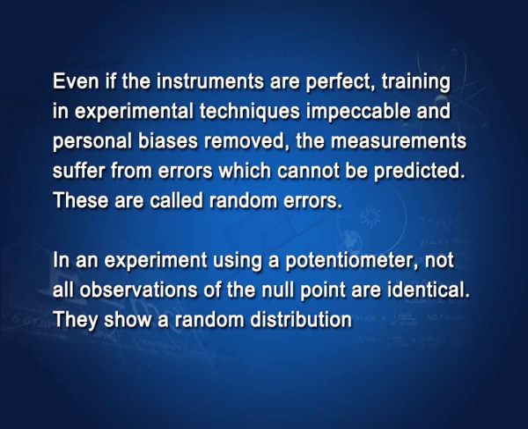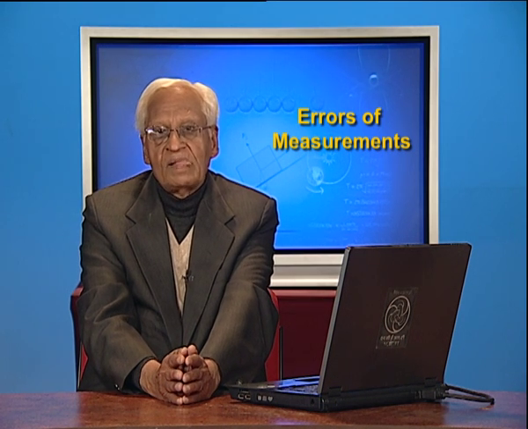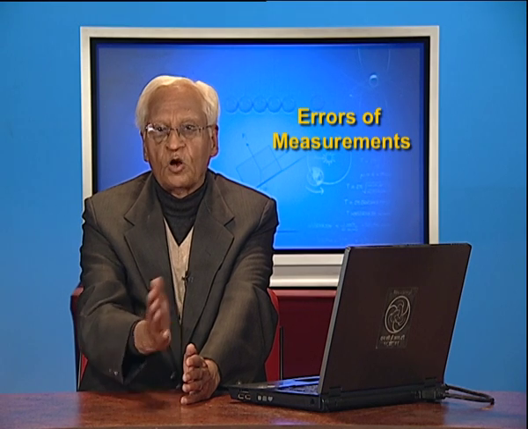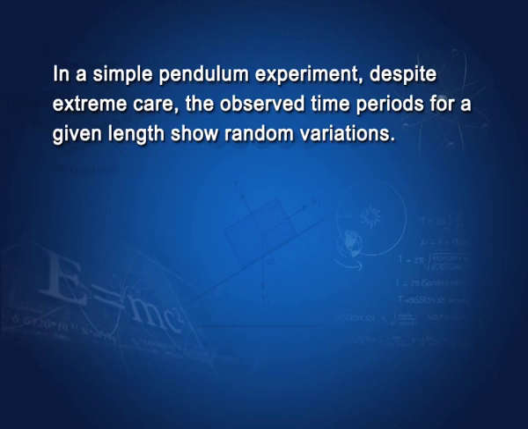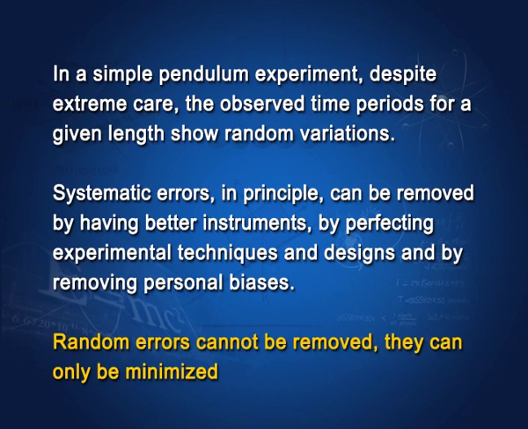In an experiment using a potentiometer, not all observations of the null point are identical. They show a random distribution. Sometimes they shift to one side, sometimes to the other side. In a simple pendulum experiment, despite extreme care, the observed time periods for a given length show random variations. The time is not always the same. Sometimes it is less, sometimes it is more. Systematic errors in principle can be removed by having better instruments, by perfecting experimental techniques and designs, and by removing personal biases. But random errors cannot be removed. They can only be minimized.